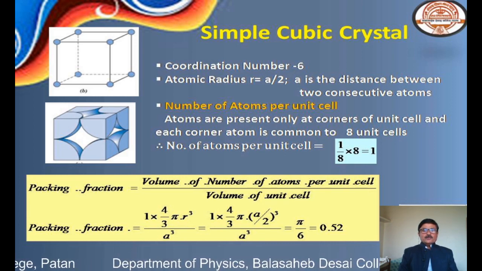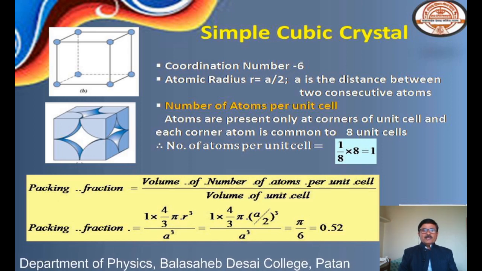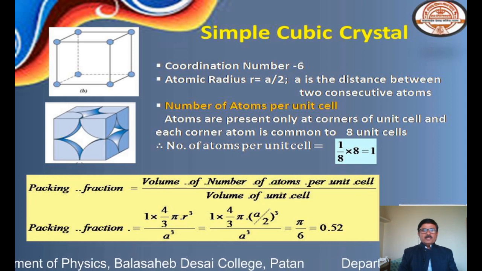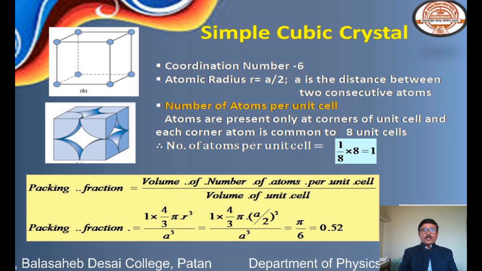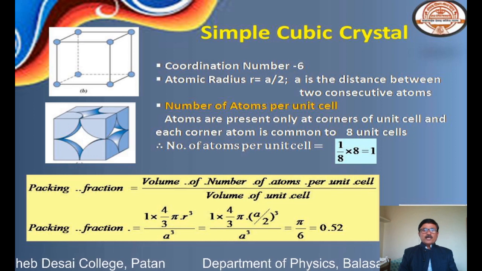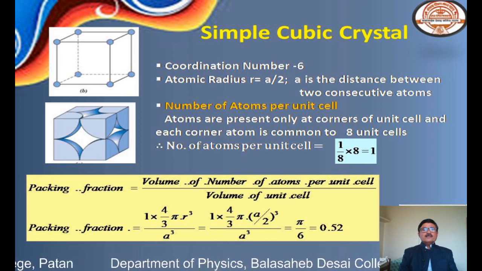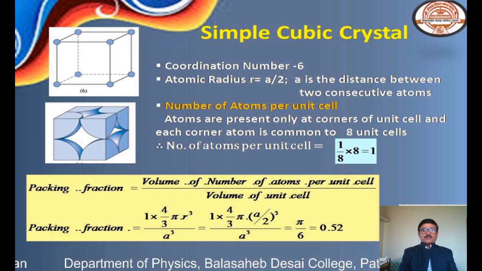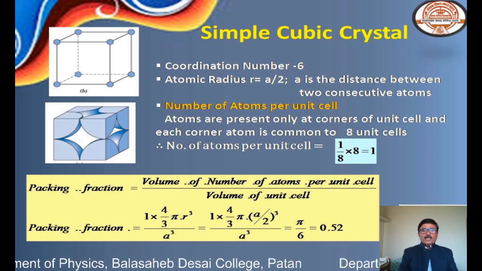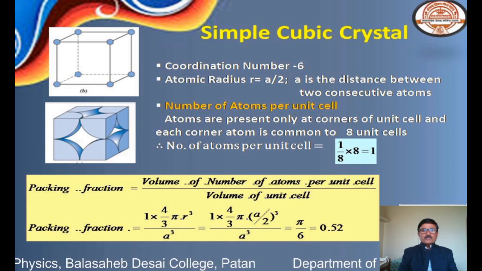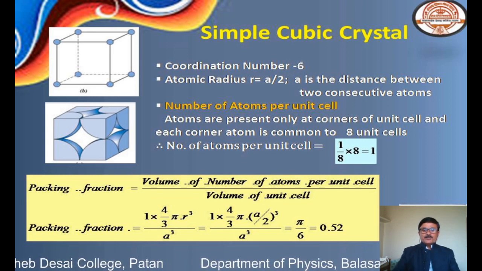And packing fraction, which is defined as volume of number of atoms per unit cell to the volume of unit cell. Since there is only 1 atom per unit cell and as the atom is spherical in nature, its volume is 4/3 pi r cube. Therefore, in the numerator you observe 1 multiplied by 4/3 pi r cube, divided by, in the denominator, volume of the unit cell, which is nothing but a cube. So if you calculate all these things, you will get packing fraction as pi by 6 or 0.52. That means 50% of the volume of the unit cell in simple cube is occupied by the atoms and the rest is free space.